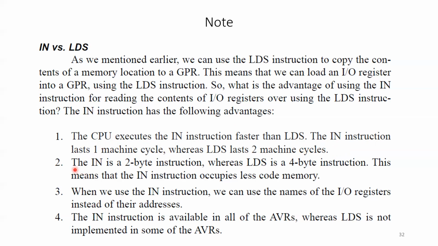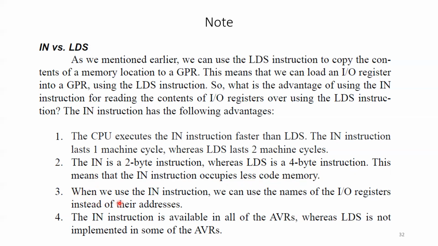Second, IN is a 2-byte instruction, whereas LDS is a 4-byte instruction. So if you use IN, you also save memory locations in your RAM. It would be faster and consume less memory. This means that the IN instruction occupies less code memory.